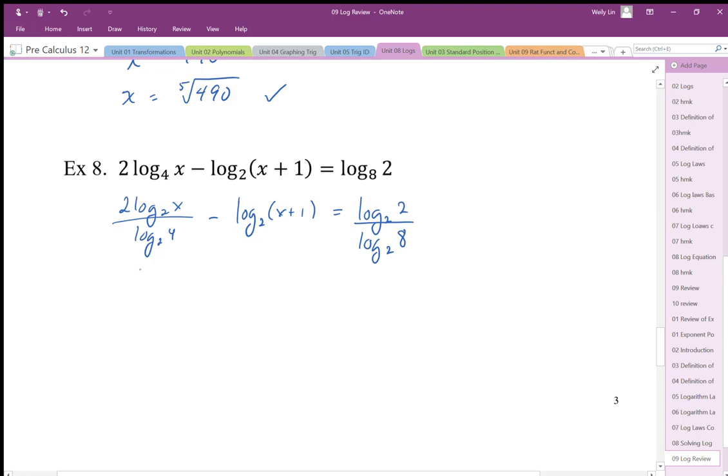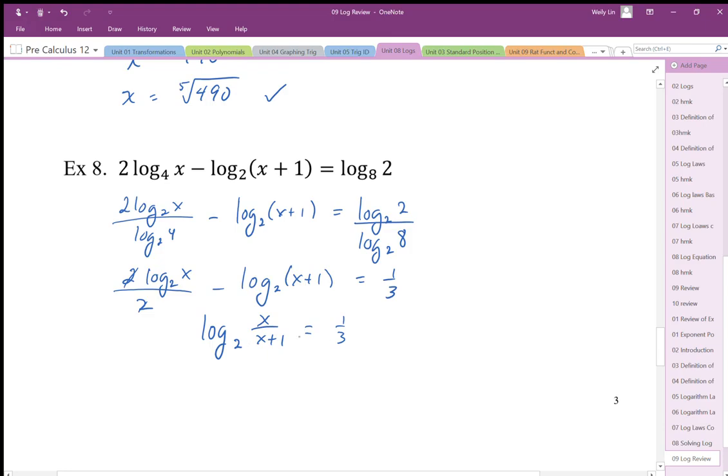That's going to end up being 2 log 2x all over 2, so those 2's cancel out. Minus, so it means divide. And this is going to be equal to 1/3. So it looks like I can combine these, and then I have a power out here. So subtracting logs is the same as dividing the arguments. So I'm going to divide the arguments, x over x plus 1, and then equals 1/3.